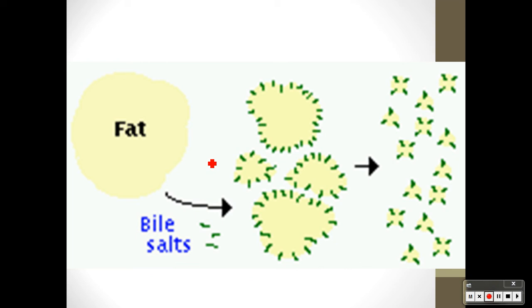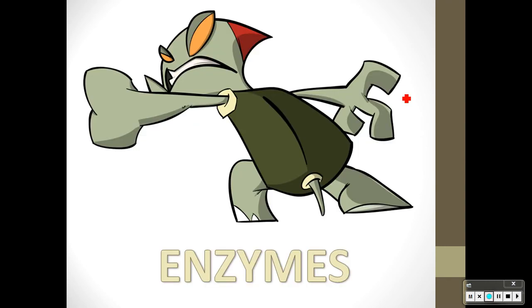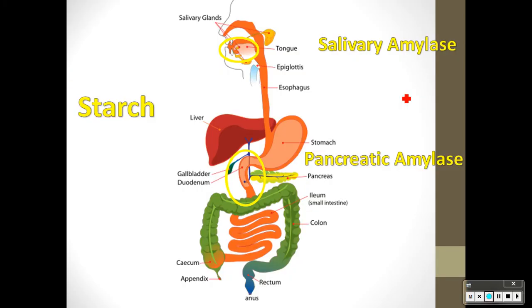Alright, so it takes big globules and breaks them into small globules, and then it keeps them separated. So think about a crowd of people. You can't really fight the crowd when it's big, so what you do is you separate the crowd and then you surround them. Easy, right? So emulsification turns big blobs into little blobs. This increases the surface area for the enzymes to work on, just like before.